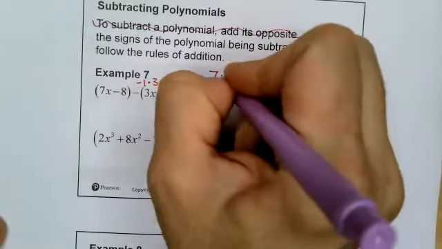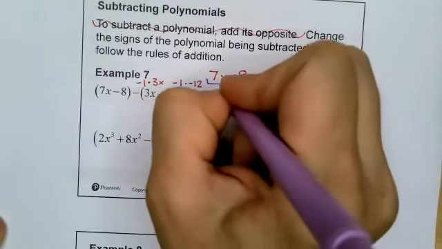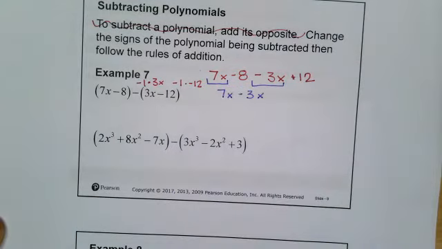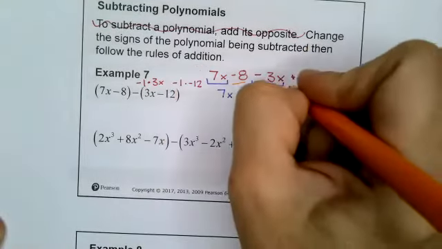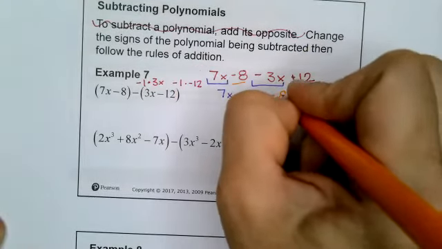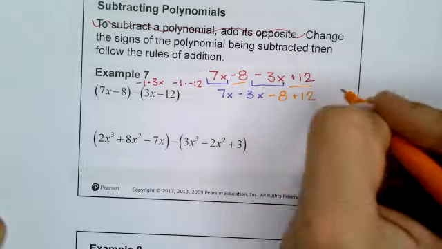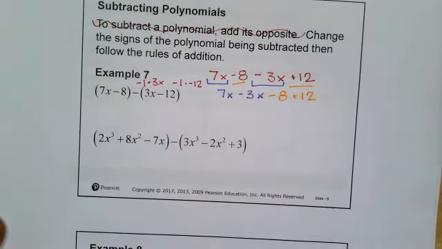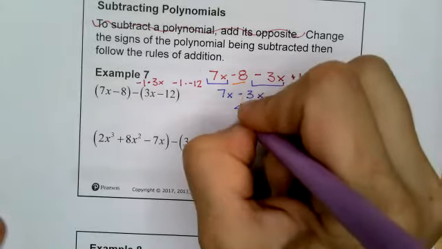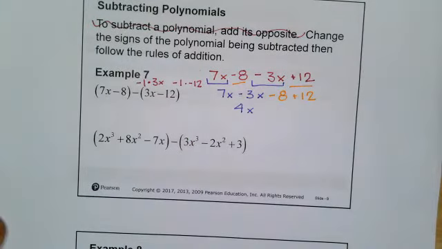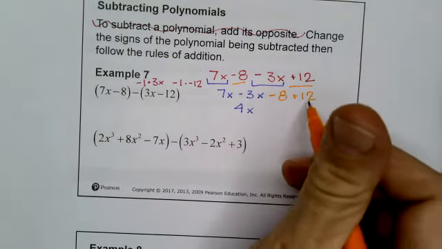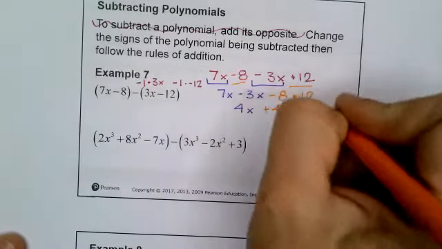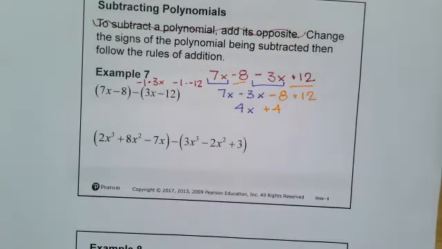Now you can combine 7x minus 3x. And here you can combine negative 8 and positive 12. 7 minus 3 is 4. And then negative 8 and 12, again, you're subtracting. 12 minus 8 is just 4. The 12 was positive, so the 4 is positive.